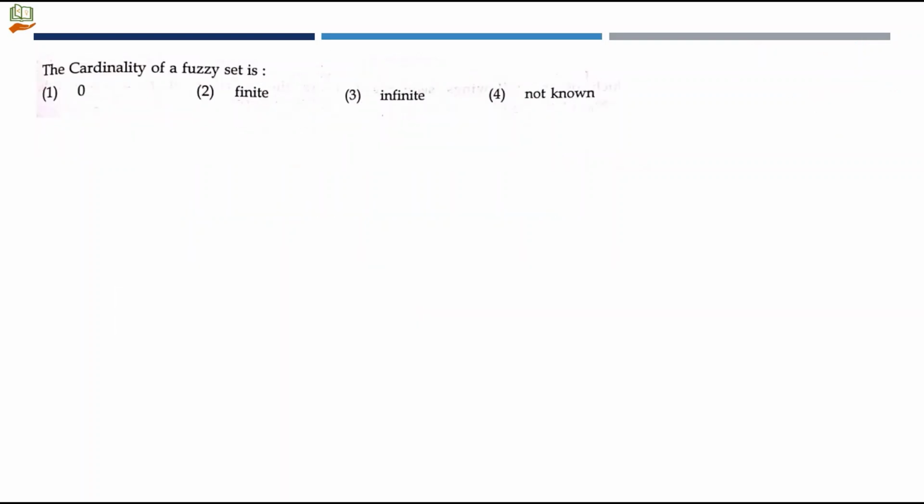Next question. The cardinality of a fuzzy set is. Actually this question is still in research. If you ask me, I will even mark option 4, not known, as the answer. But let's interpret the options. A set can be empty also, so there is a possibility of having 0. But can you tell all sets are empty? No. In that way we can rule out option 1.